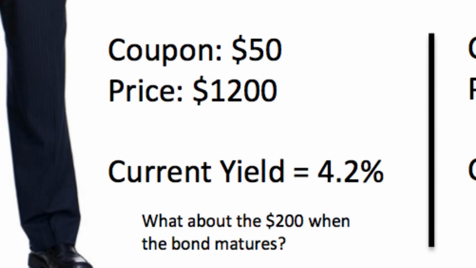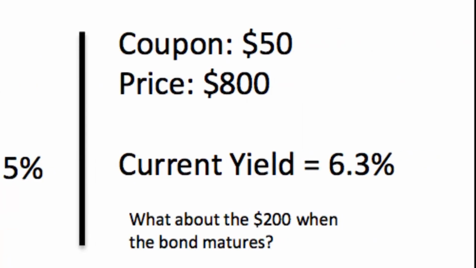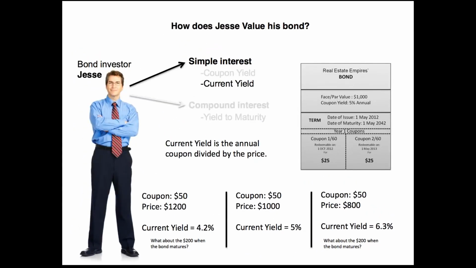So this does not account for that $200 loss that he would have whenever he would go to sell the bond. And likewise, if he could buy the bond at $800, regardless of how long he holds it, when the bond matures, the bond's going to be worth $1,000. So that's a $200 profit that isn't calculated into that current yield percent that you see there. So when we talk about yield to maturity, that's where that's really going to come into play.